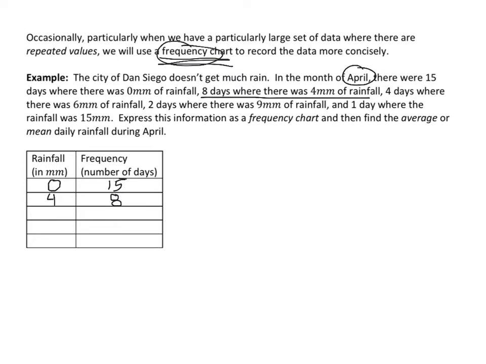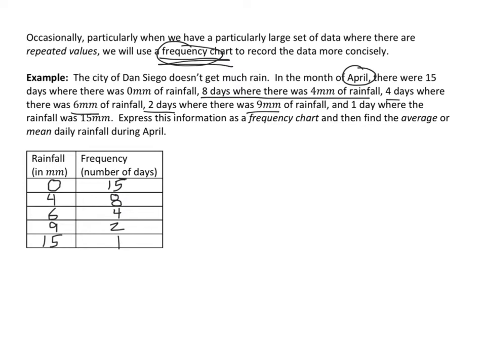Right? How would you finish filling out this table? It shouldn't be hard. Hopefully you're noticing, oh yeah, 6 millimeters, that happened 4 days. And then there were 2 days where it was 9 millimeters. So 2 is the frequency, 9 is the amount. And then we had 15 millimeters on 1 day. Okay. So now the question is, how would I do the mean of this data?